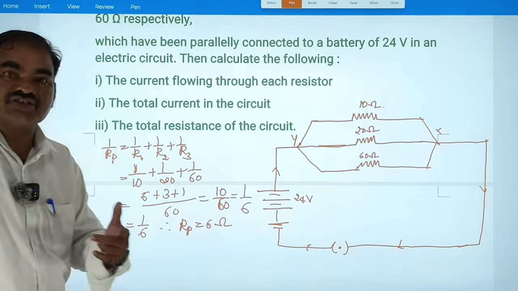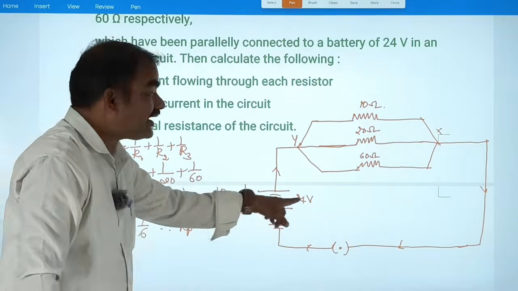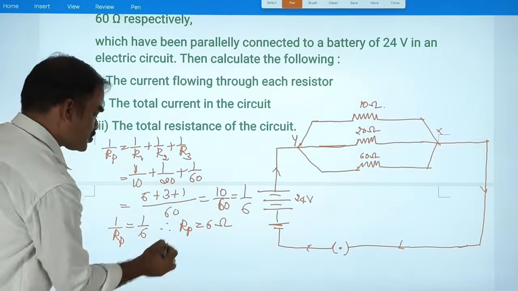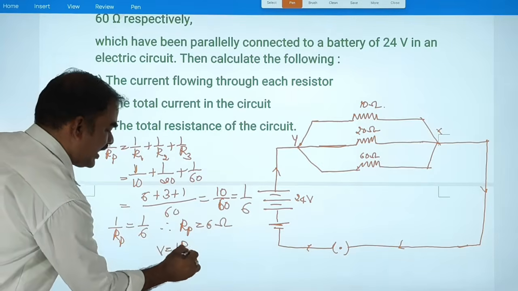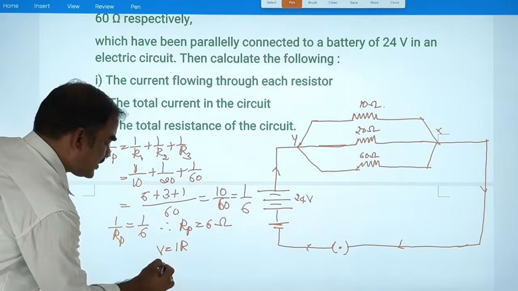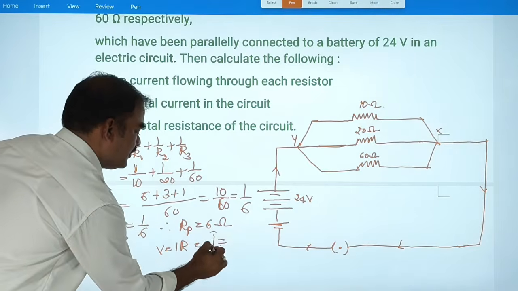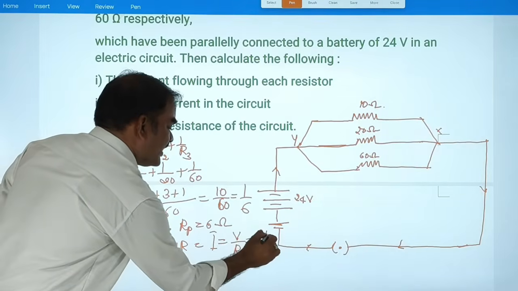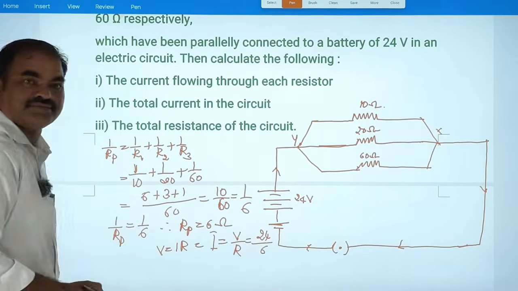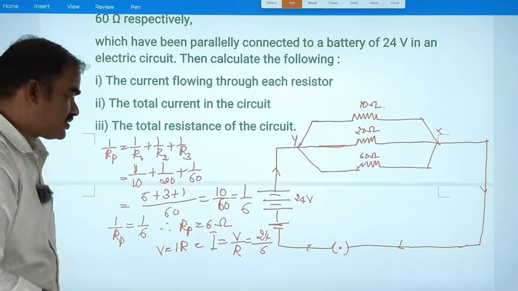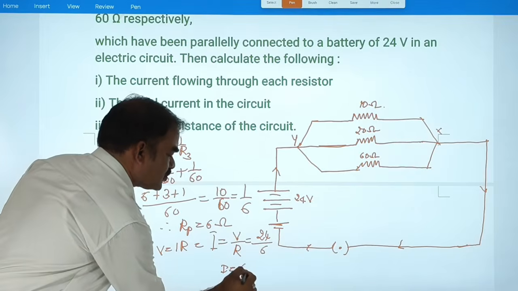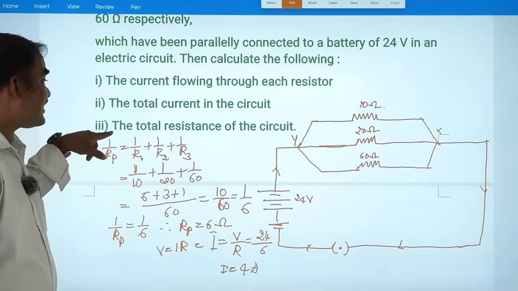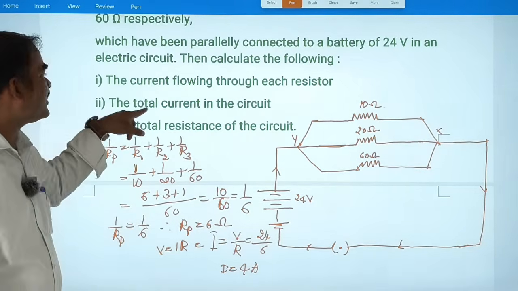After getting the total resistance, we have to find the current flowing in the total circuit. How do we find it? V equals IR, so I equals V divided by R. V is 24, divided by the resistance, 6. 24 divided by 6 is how much? I equals 4 amperes. So we got the total resistance and the total current.